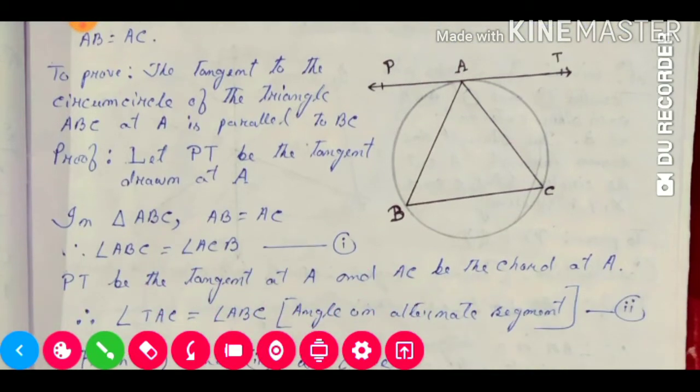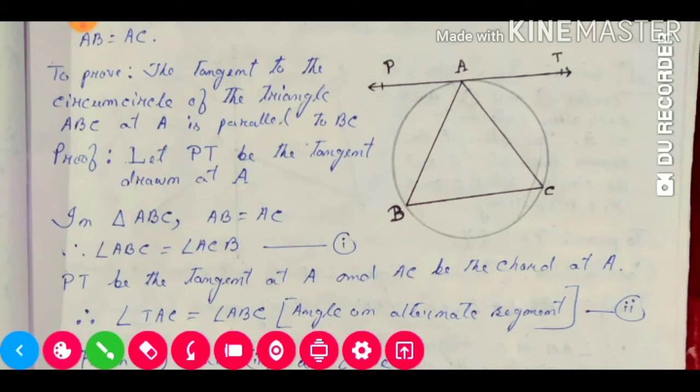In triangle ABC, AB equals AC, and we know angles opposite to the equal sides are equal. In our earlier classes we learned this: if in a triangle two sides are equal, then their opposite angles are equal. So in triangle ABC, AB equals AC, therefore angle ABC is equal to angle ACB. This is equation number 1.